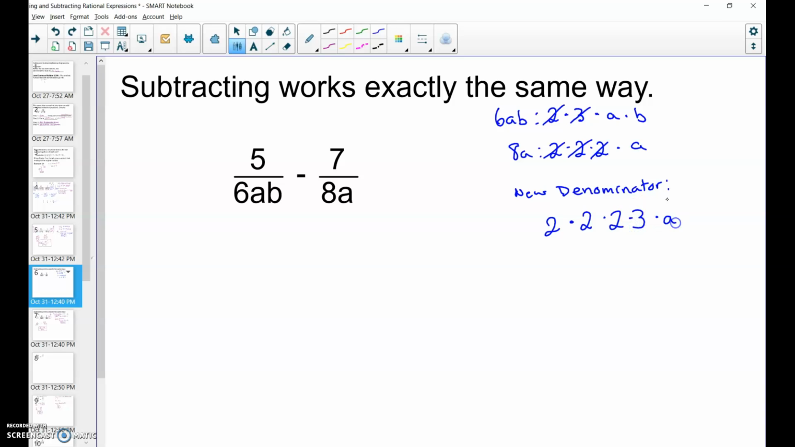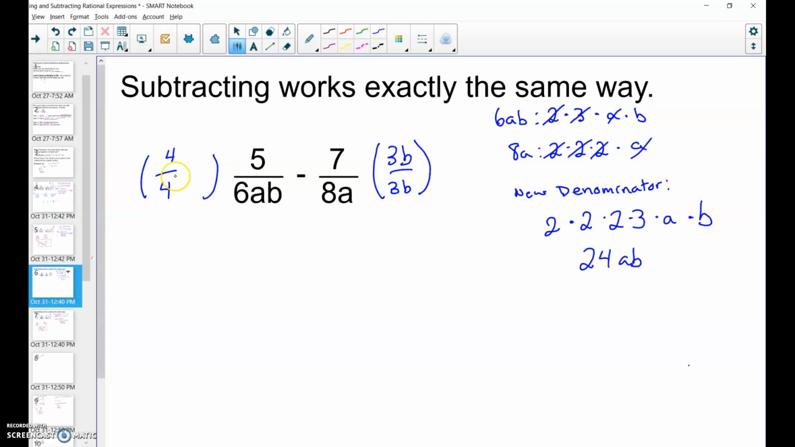Then variables, I have an a and a b. So I have 24ab. So for my first fraction, I need to multiply this by just 4. 4 times 6ab will get me to 24ab. My second fraction, I need to multiply by 3b.